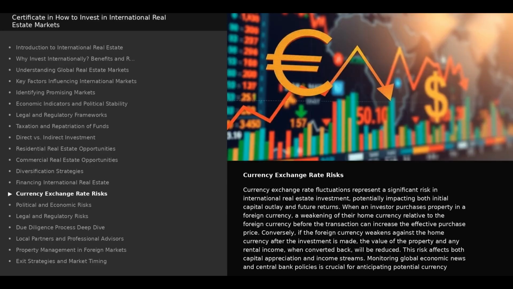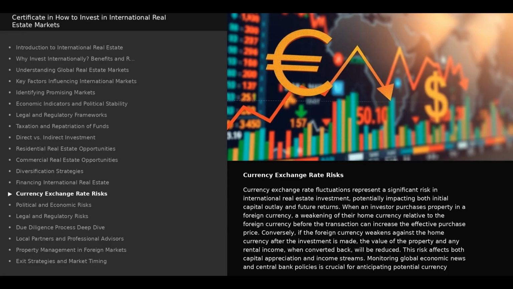Currency exchange rate risks. Currency exchange rate fluctuations represent a significant risk in international real estate investment, potentially impacting both initial capital outlay and future returns. When an investor purchases property in a foreign currency, a weakening of their home currency relative to the foreign currency before the transaction can increase the effective purchase price.